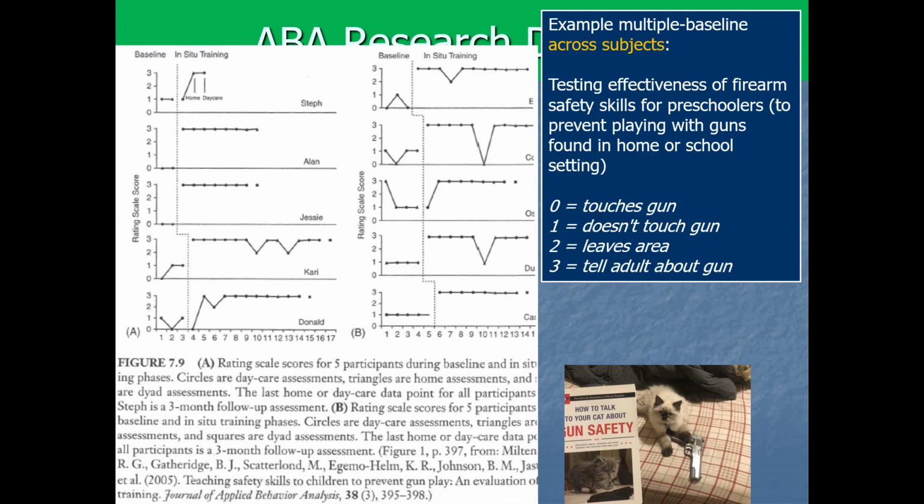1 means they don't touch the gun, that's better. 2 means they leave the area. And 3 means the preschooler leaves and tells an adult about the gun. So presumably for safety training, we want them to get higher on this little behavior scale, right?